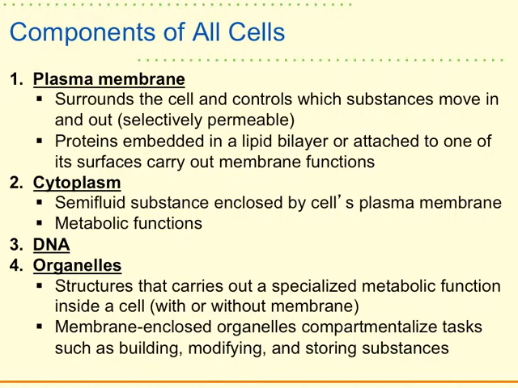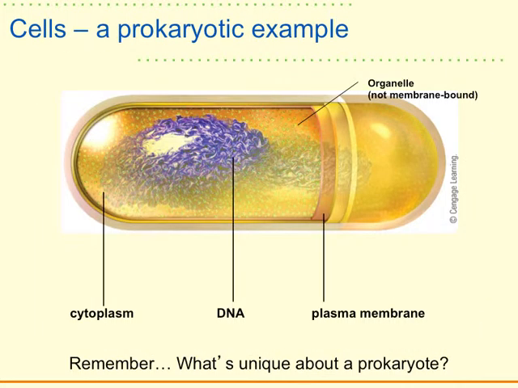They can have membranes or they can be not membrane bound. We'll be looking at details of bacteria cells, prokaryotic cells, details of eukaryotic cells, both the plant and the animal, throughout this week. And we'll get to see some of these organelles that are membrane bound and some that are not. When you have a membrane enclosed organelle, it allows you to compartmentalize tasks. It allows you to build and modify and store substances. Let's take a look at that prokaryotic example, and then we'll go on to the eukaryotic cells later.